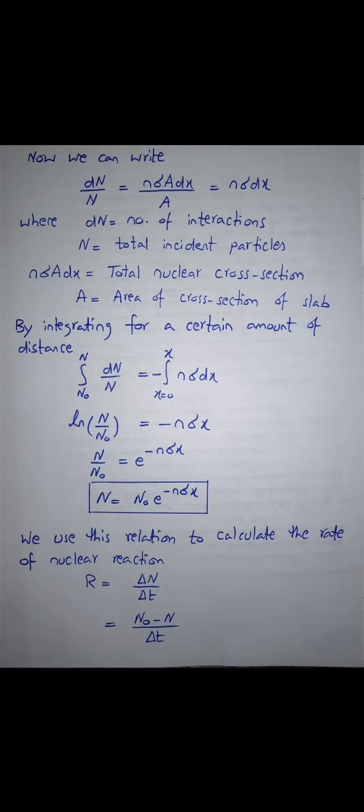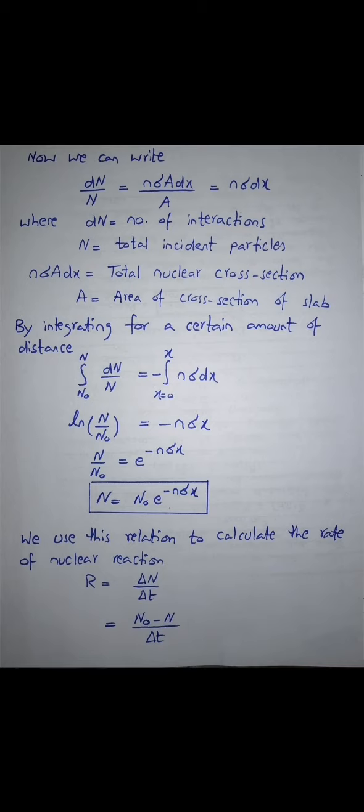We can integrate this for a certain amount of distance. We can integrate the above equation on the left hand side from n naught to n, where n naught is the number of incident particles and n is the number of particles which survive. And on the right hand side we integrate it from x equal to 0 to x. Here the negative sign is because the number of particles are decreasing, and we simply integrate it and use the property of log, such that log n divided by n naught is equal to minus n sigma x.